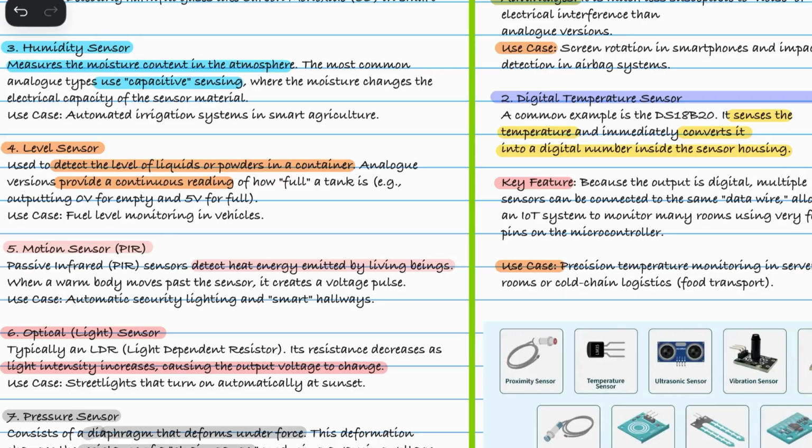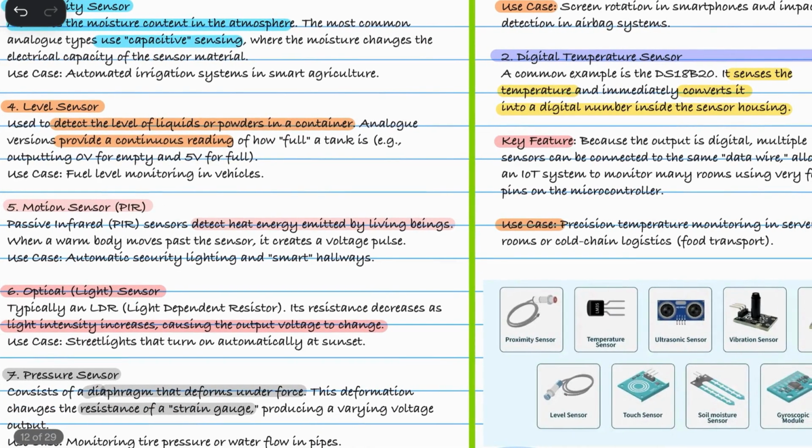Then come the optical sensors. These are also known as light sensors. Their resistance, and so the light intensity reading, increases or decreases according to the voltage change. For example, city street lights that autonomously dim down or brighten up based on the changing cloud cover and sunset times. An LDR, light dependent resistor, is present in this, whose resistance drops when it is hit by photons.